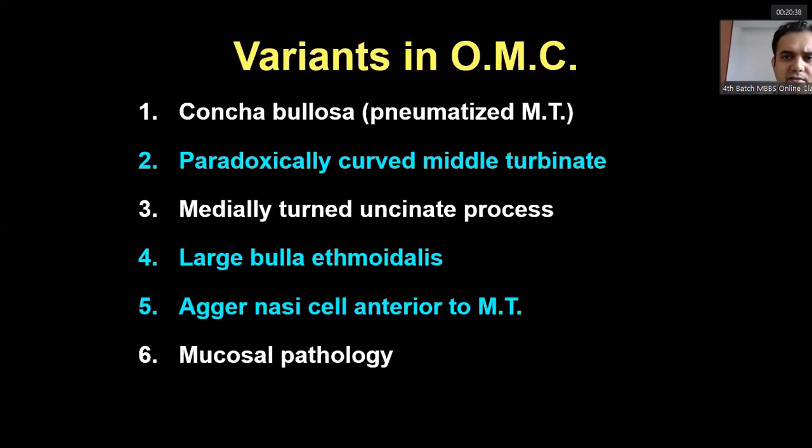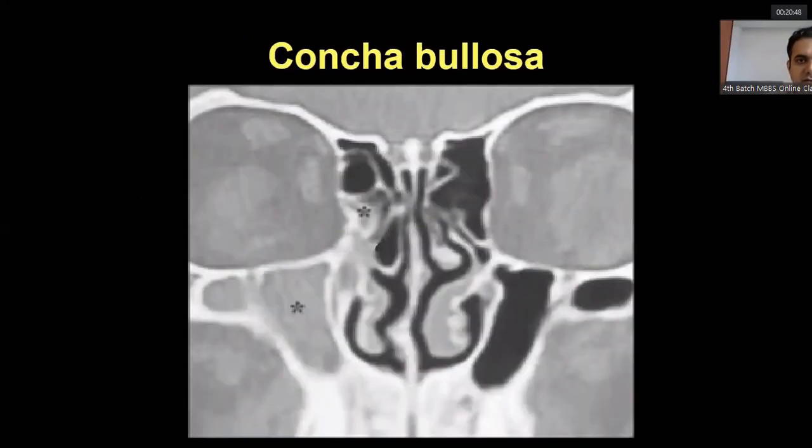Now, variants of the osteomeatal complex. We are going to skip this because it may not be very important for you, but it is good to know. Okay, I'll tell you this. This is concha bullosa. Here this is the middle turbinate, and this is the middle turbinate. Here the middle turbinate is pneumatized, and this pneumatized middle turbinate is called concha bullosa. This can be seen on X-ray too, but it is very difficult.